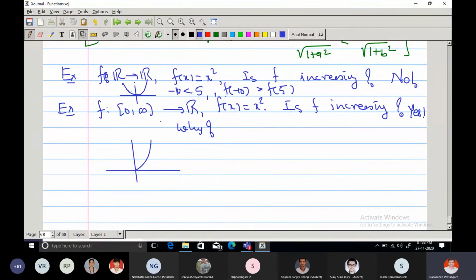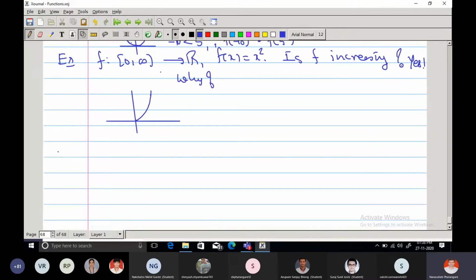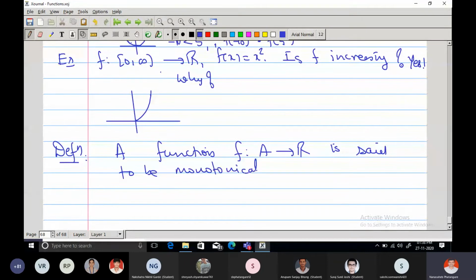A function f from A to R is said to be monotonically decreasing if for x1, x2 in A, x1 less than x2 implies f of x1 is greater than or equal to f of x2. So it is just the opposite of the process of increasing.